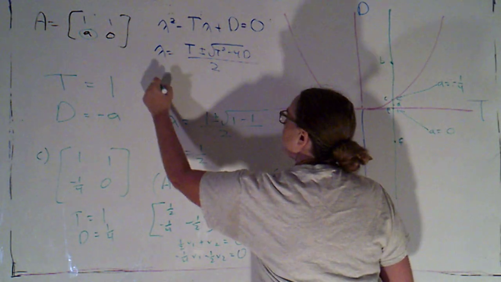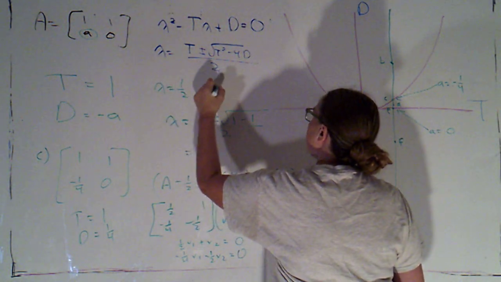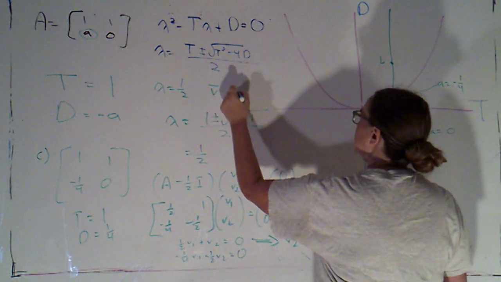So I'm going to just record that my lambda was 1/2. I'm going to choose my corresponding eigenvector.